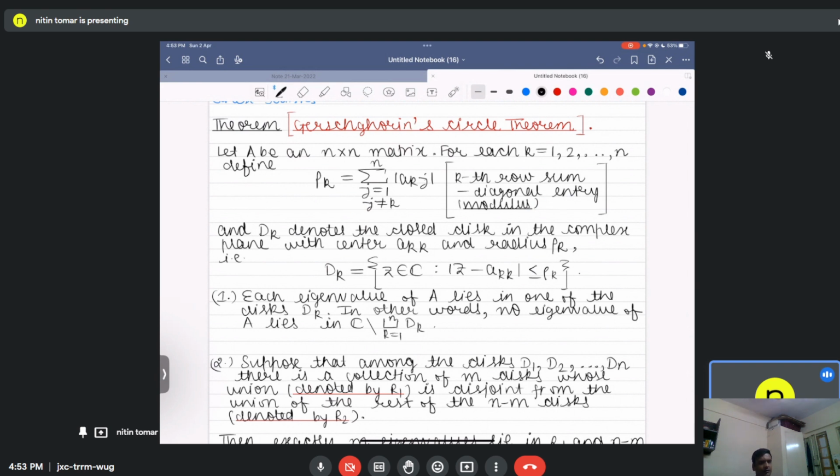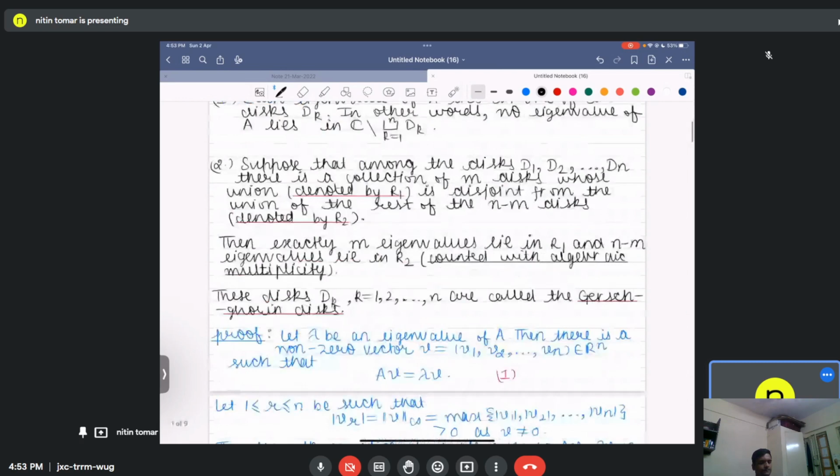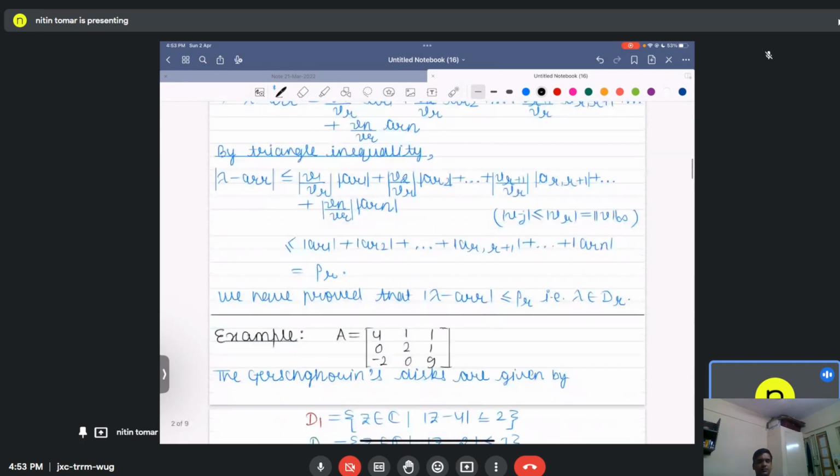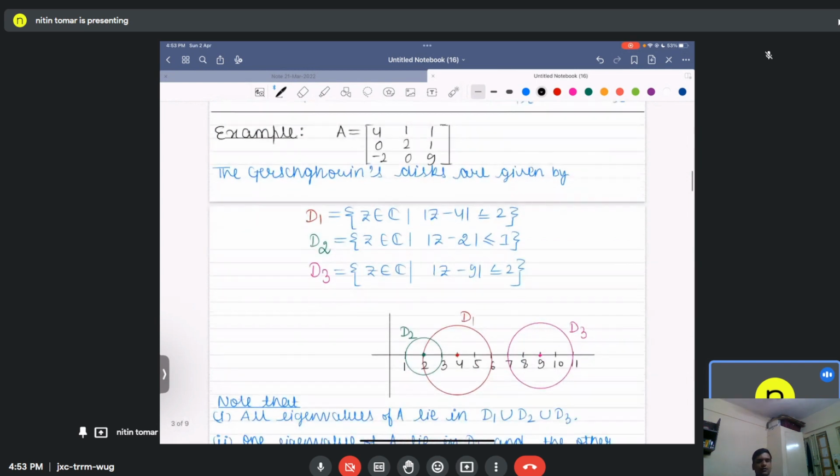So you will have n many disks. Here n is the size of the matrix. So Gauss-Gorin circle theorem says that each eigenvalue will be lying in the union of these n many disks. Okay. We actually provide a proof, but the proof is easy. This is not difficult. Then we saw some examples.